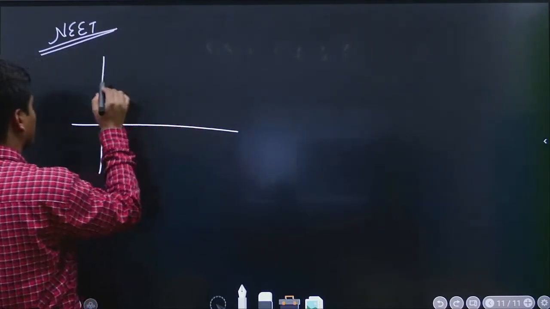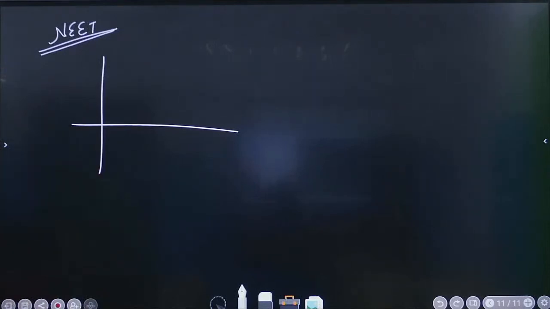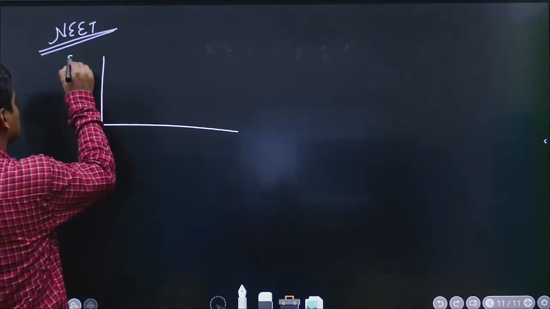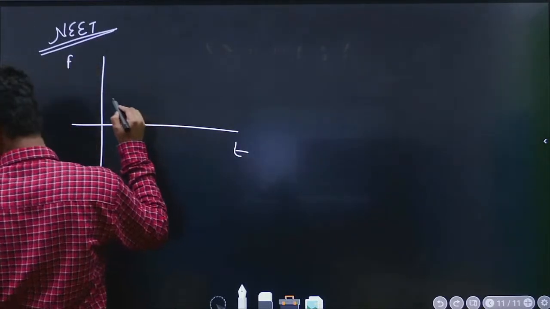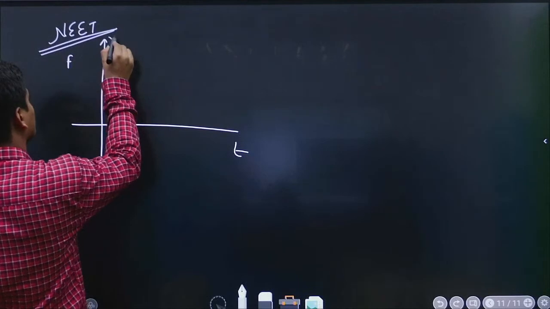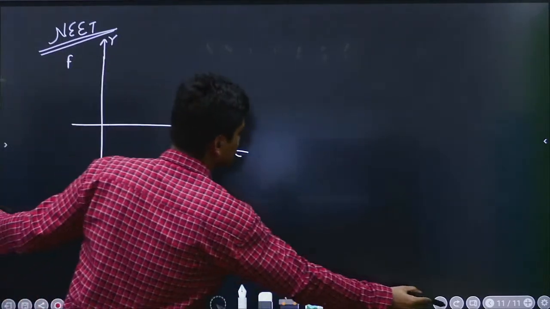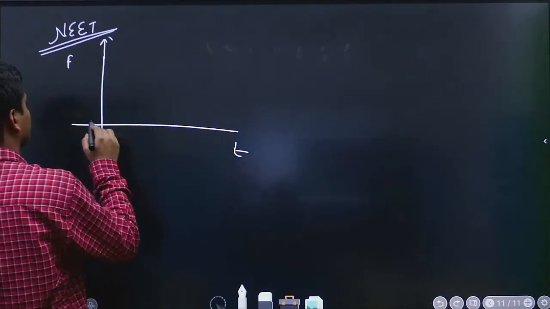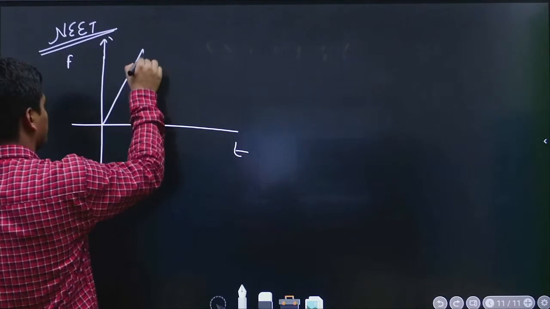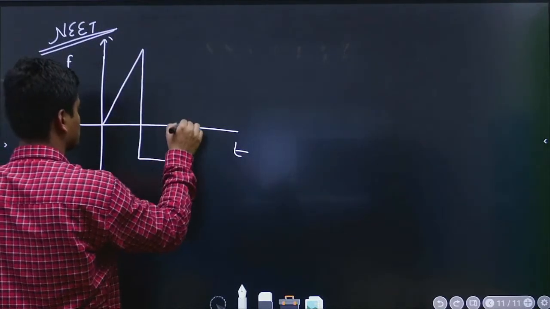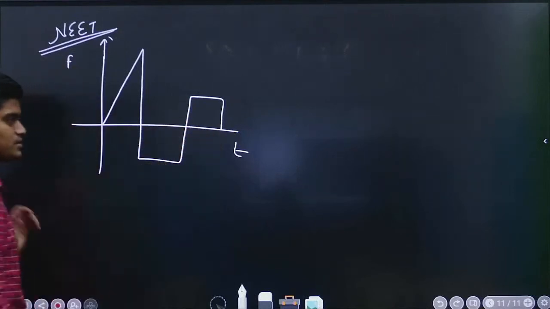Now here one diagram is given, with y-axis and x-axis. So force and time is given. Here the y-axis is force and the x-axis is time. And a graph is given like this. Okay.